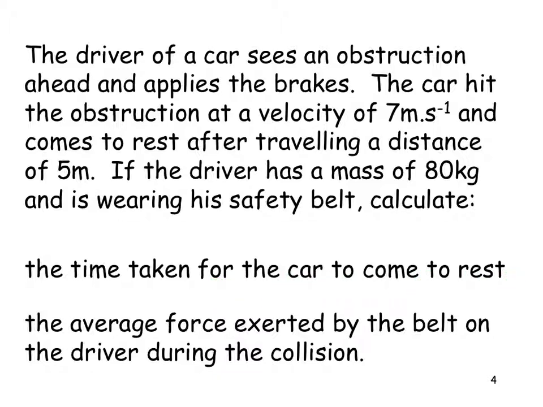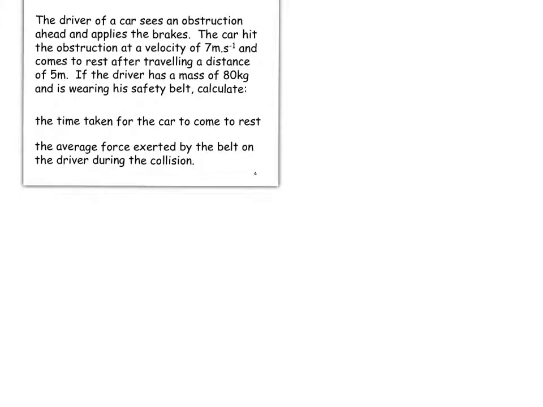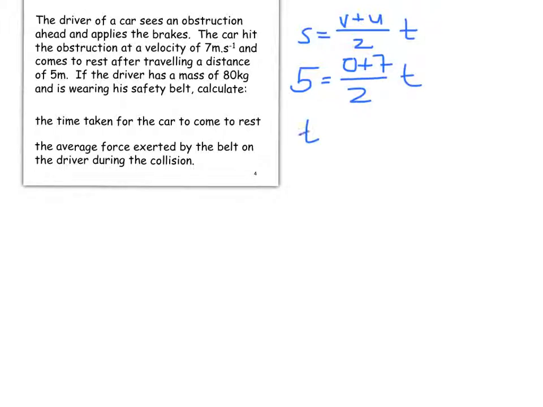So, time it takes, we're going to need an equation of motion. If I'm going to work out the time taken for the car to come to rest, I'm going to need an equation of motion. I know the distance and I know a final and initial velocity. So it's S is (V plus U) over 2 times the time. Substituting in the values, 5 is equal to (7 plus 0) divided by 2 times t. And when I rearrange that, I find the time it takes for the object to come to rest is 1,43 seconds.